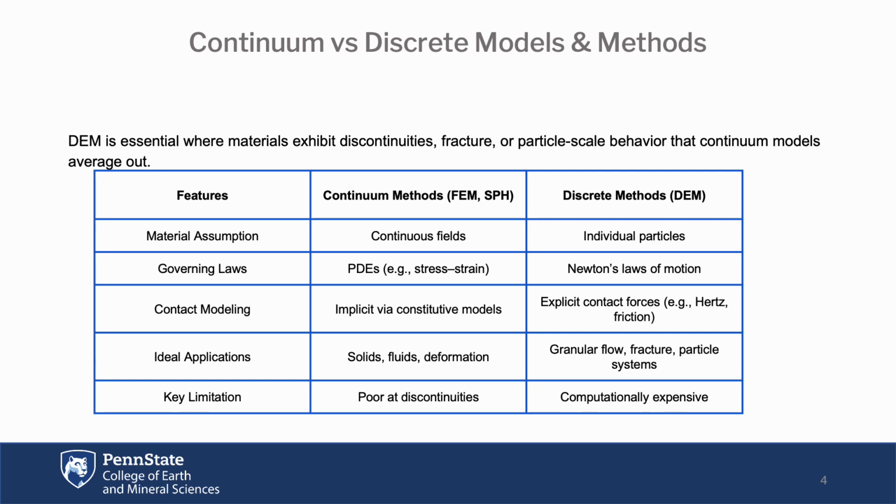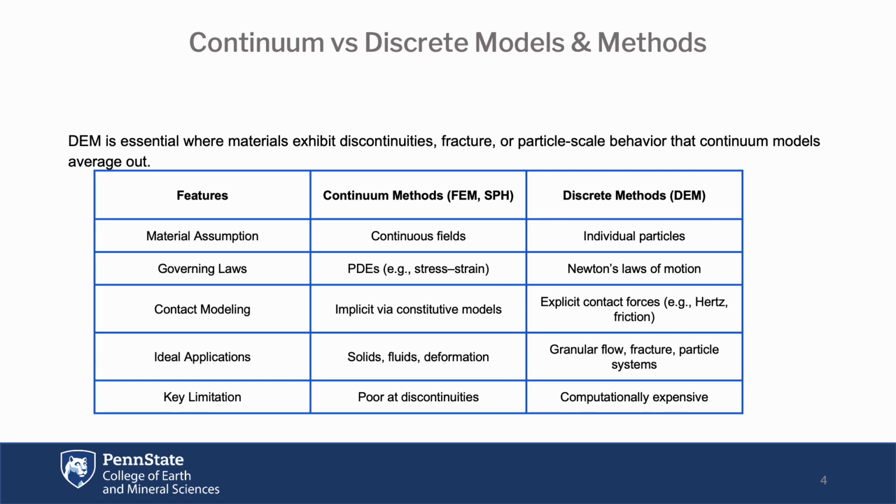This table provides a concise comparison between continuum-based numerical methods such as FEM, SPH, and discrete approaches like the discrete element method. Continuum methods operate under the assumption that material is smoothly distributed in space. Quantities like stress and strain are treated as continuous fields and are governed by partial differential equations. FEM is widely used in structural and mechanical applications to simulate elastic and plastic deformation, while SPH, a meshfree technique, is effective in fluid dynamics and large deformation problems.